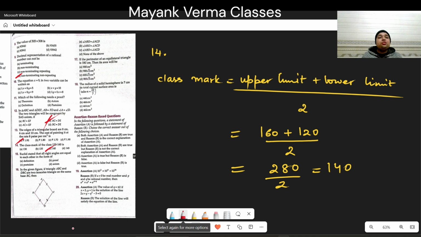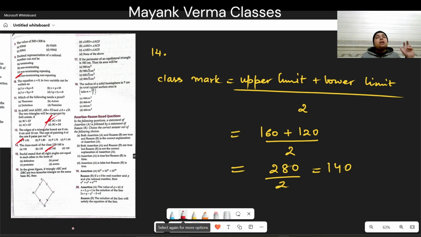Okay. Now Euclid stated that all right angles are equal to each other. So Euclid, there are two things in Euclid geometry, that is the first thing is axiom and the second is postulate. Okay, so axioms and postulates are basically statements that are true for every scenario. Okay, so you can say universally true. But what is the difference between them? So the axiom can be applicable in all fields.